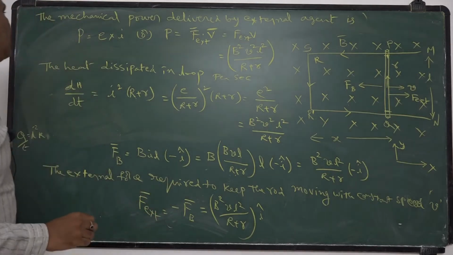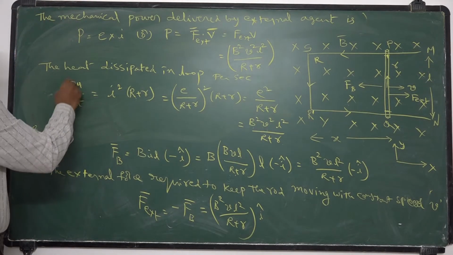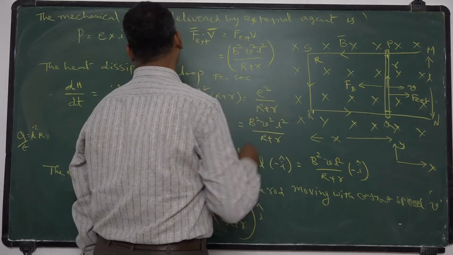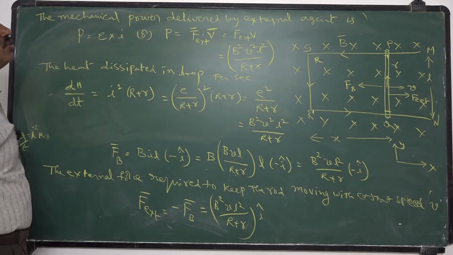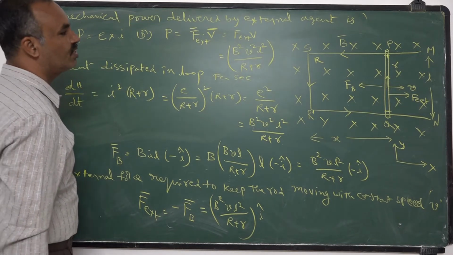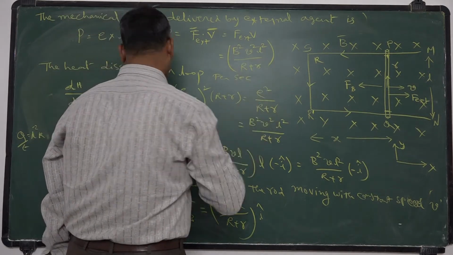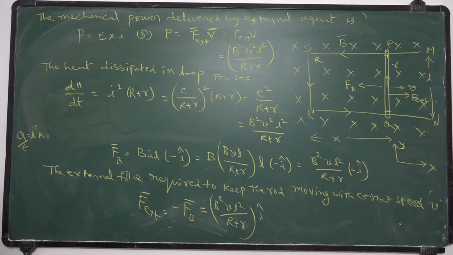So the heat dissipated per second, that means if the time interval is taken as 1 second, is given by B square V square L square by (R plus r). And similarly, the mechanical power delivered by the external agent to keep the rod moving with constant velocity is given by B square V square L square by (R plus r). Both are identical. So what is the conclusion we will get from this?